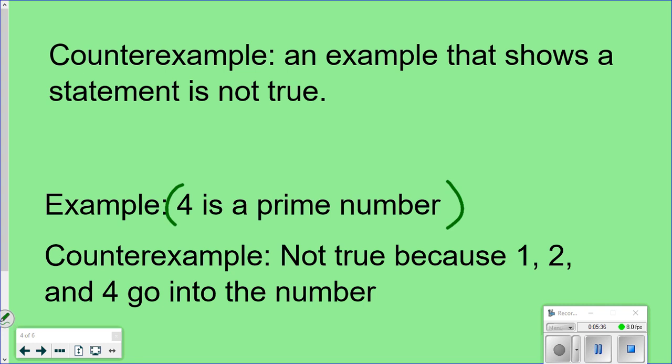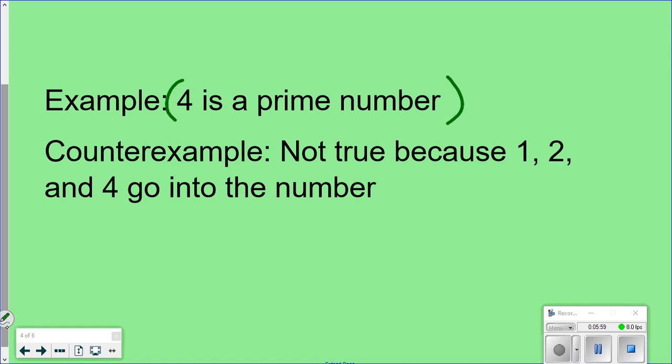Well, if you know what a prime number is and a composite number is: a prime number only has one and itself that go into it, a composite number has many numbers that go into it. So this is not true because I know that 1, 2, and 4 all go into the number. Okay, that's an example.